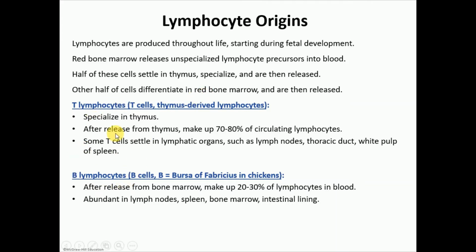Okay, so your T lymphocytes, again, those specialize in the thymus, and the majority of our lymphocytes, about 70 to 80% of our lymphocytes in our bloodstream, are of the T kind.